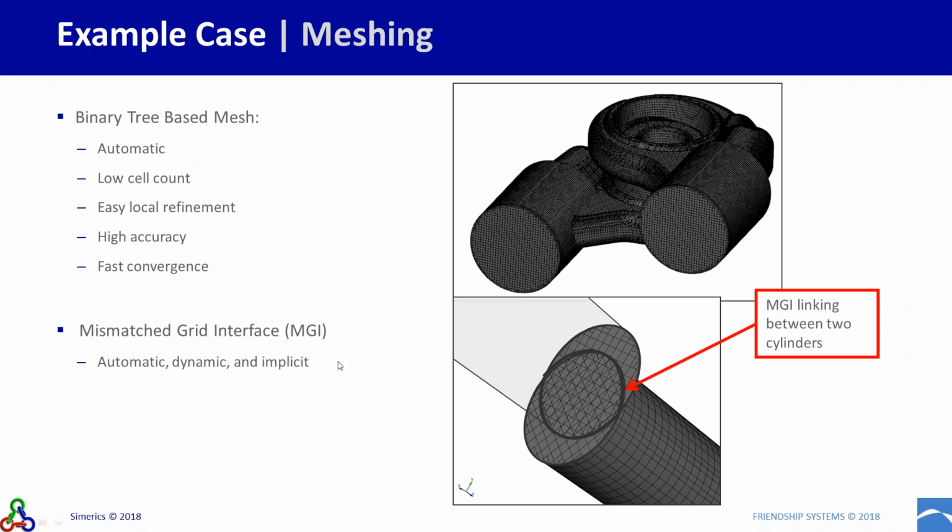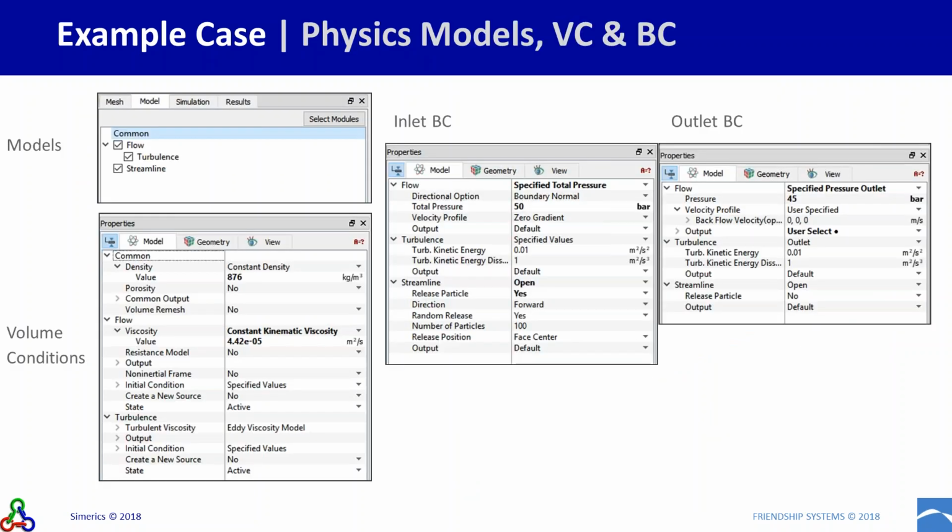Because we sometimes generate separate volumes, we need to connect them together via sliding and moving interface. We have this mismatch grid interface, which basically connects multiple volumes together. It's automatic, dynamic, and implicit. Basically the user doesn't need to worry about much, and just needs to select the surface and click a button. There are some setup for the model and volume boundary conditions. I won't go into any details here since I'm gonna do a live demo later.